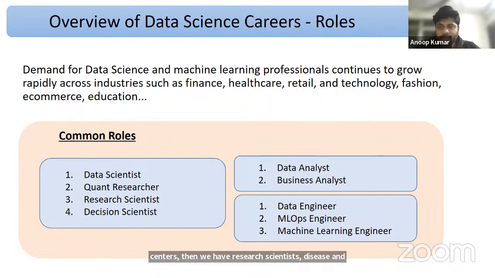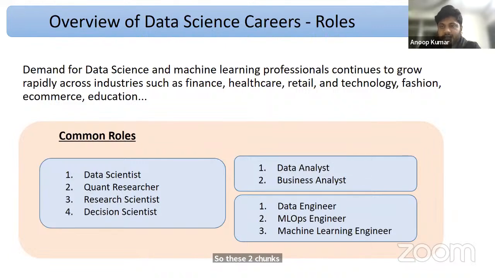Like for research scientists, instead of putting things into production, you will be more into researching, like what different techniques we can use, or you may be reading or even writing papers, right? So these two chunks are these. Now the third chunk comes: the ML ops engineer, machine learning engineer.